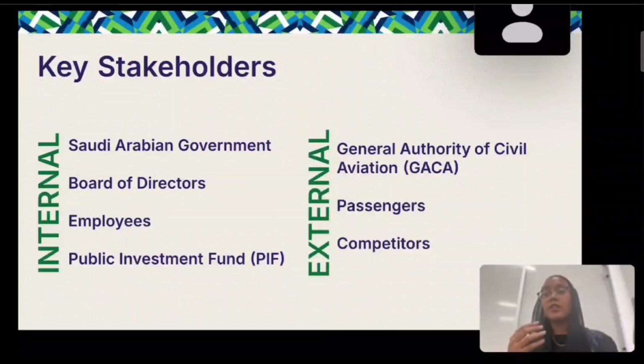As for the external stakeholders, on the other hand, we have GACA, which is the General Authority of Civil Aviation. We have passengers and we have competitors. And we're going to talk more about those in the coming slide.